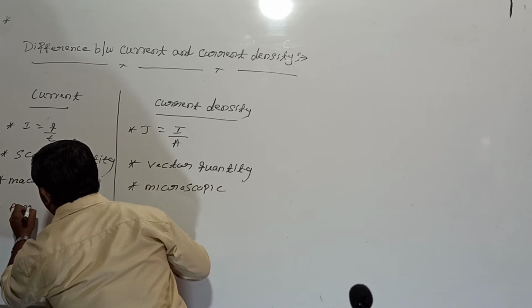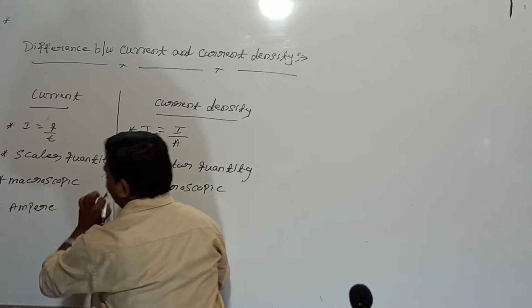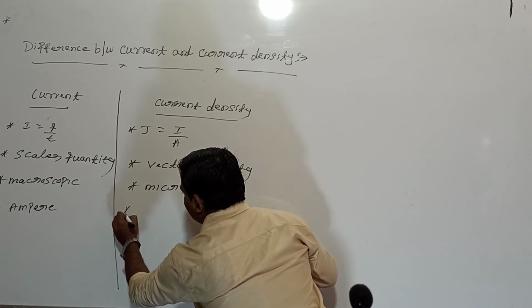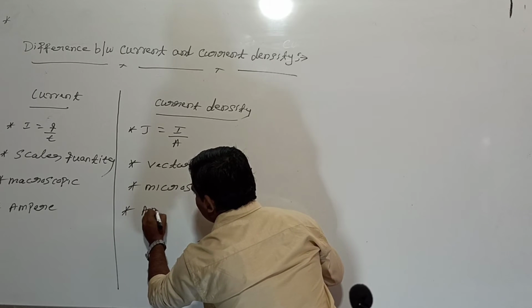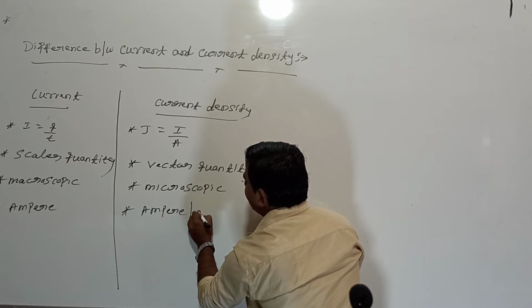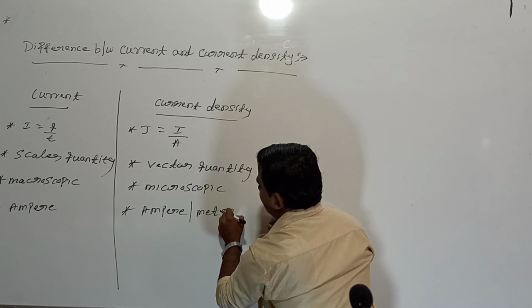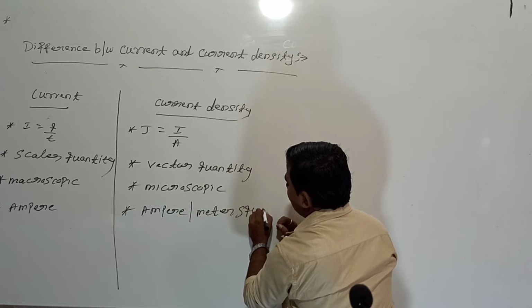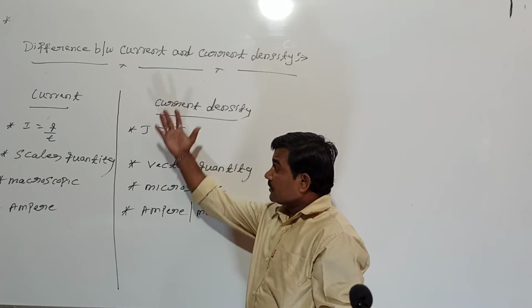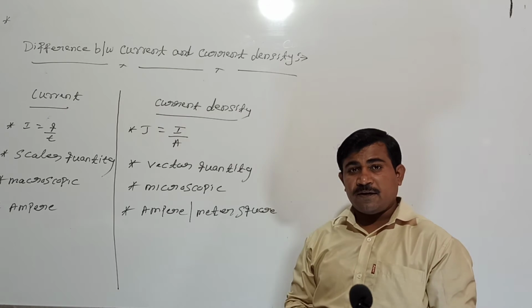What is the SI unit of electric current? The SI unit of electric current is ampere. What is the SI unit of current density? The SI unit of current density is ampere per meter square. You can write these few differences between current and current density.